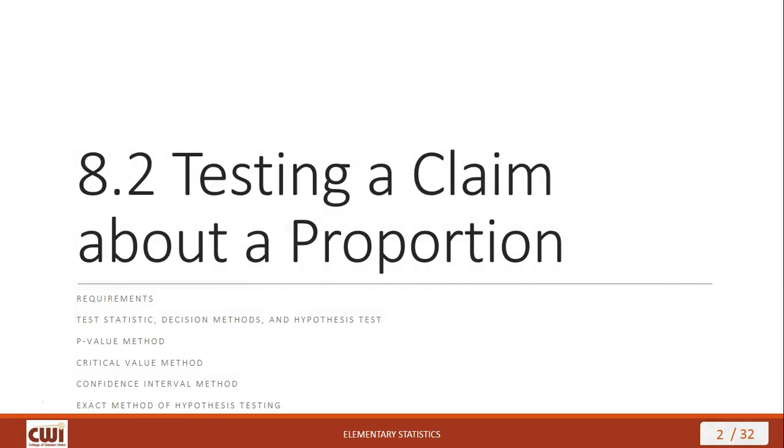Here in this lecture, we're going to talk about hypothesis testing as it applies to proportions. First, we'll go over some requirements that need to be satisfied because our methodology is based on certain assumptions which need to be satisfied for our methodology to be used. Then we'll get into the nitty-gritty of the test statistic, decision methods, the hypothesis test. We'll talk about different methods for making our conclusion of whether to reject or fail to reject H0. There's the p-value method, the critical value method, the confidence interval method, and what's called the exact method of hypothesis testing. So let's get into it.